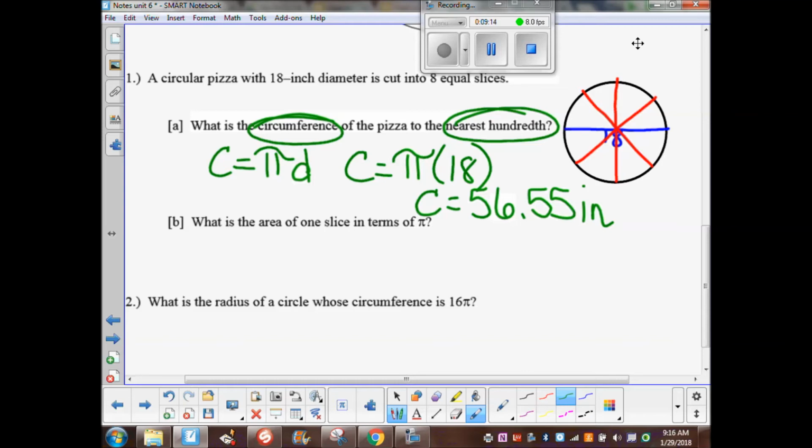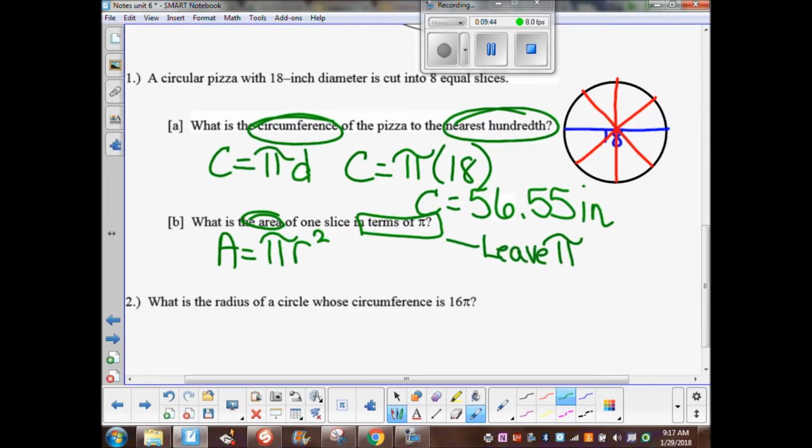So now what's the area? Somebody give me the formula. Area, still dealing with the circle, Tanaya. Area equals pi r squared. You've got to write the formula. Now we do the substitution. And what does it say here? In terms of pi. So that means we're going to leave pi in our final answer. Leave that Greek letter pi in your answer.